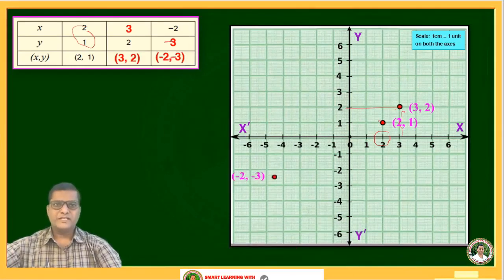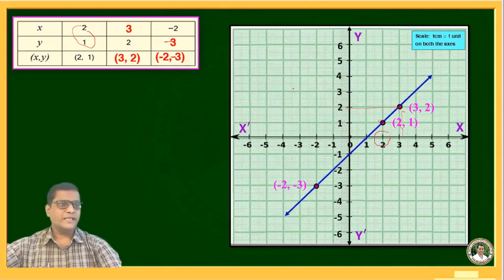And the last point is (-2, -3). Then we will check whether these 3 points are collinear or not. Then we will draw the line, and this is a line of the equation x minus y is equal to 1, and this is the graph of the equation x minus y is equal to 1.